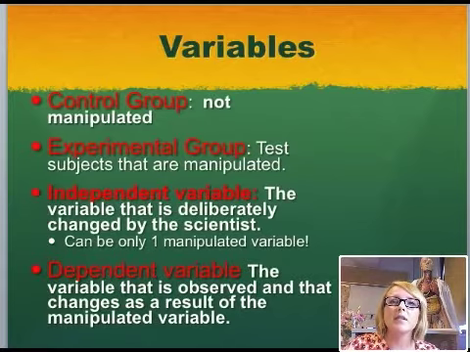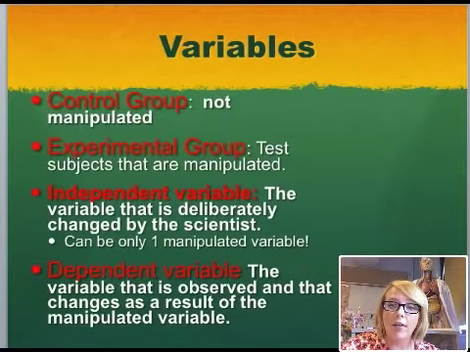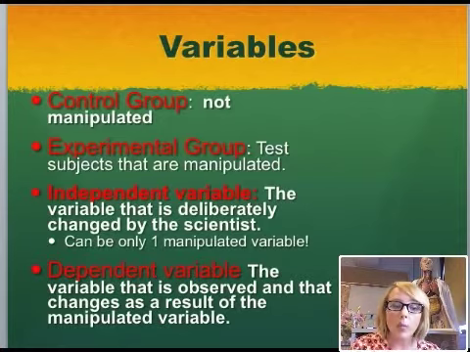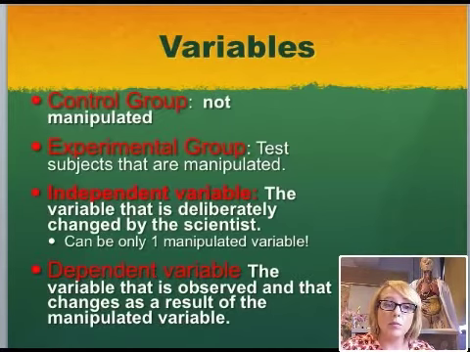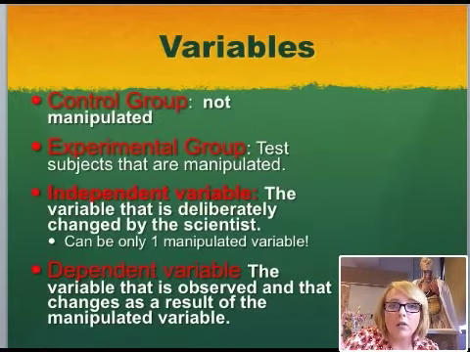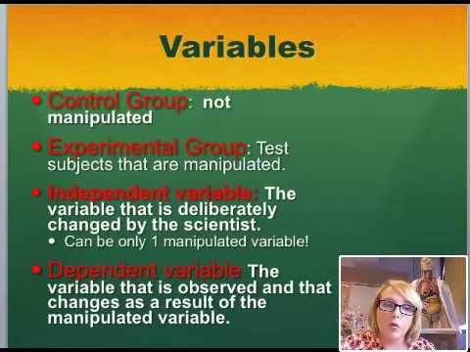Now, for our purposes, let's think of another example. Say you want to figure out whether or not plants can survive if you water them with Gatorade, okay? Your control group would be a plant that is not watered with Gatorade. Your experimental group would be the group that is manipulated, meaning you're testing it. So you would actually be pouring the Gatorade on the experimental group.